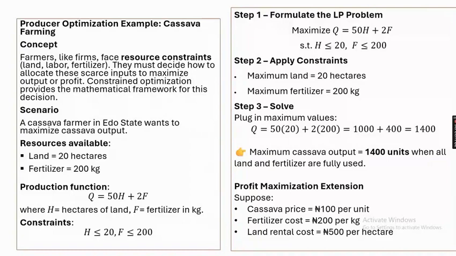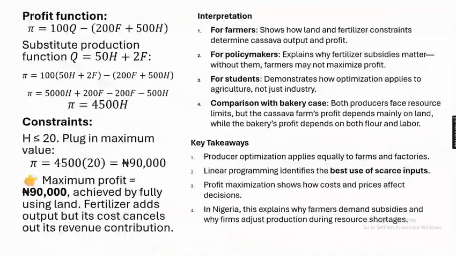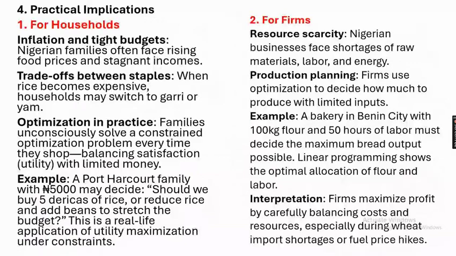Extending to profit. Cassava price is 100 naira per unit. Fertilizer costs 200 naira per kilogram and land costs 500 naira per hectare. The profit function is pi equals 100Q minus (200F plus 500H). Substituting Q equals 50H plus 2F gives pi equals 4,500H. With H equal to 20, profit is 90,000 naira. The farmer achieves maximum profit by fully using land.